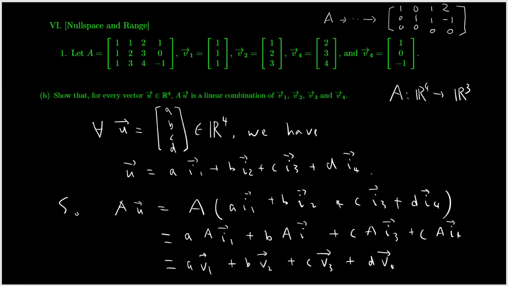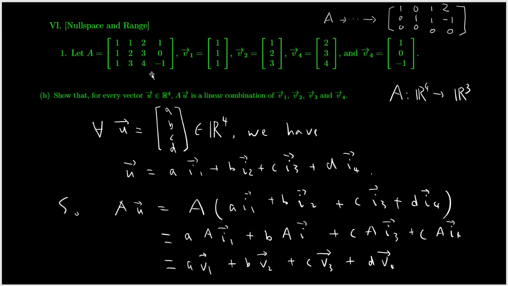Now I want you to see the following. You listen to me carefully. The output of any vector u in R4 is a linear combination of the column vectors in matrix A. That's something I'm trying to tell you. I want to repeat. The output of any vector in R4 is a linear combination of the column vectors in matrix A.